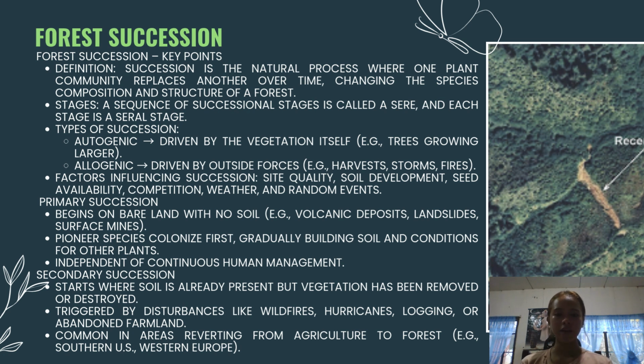Secondary succession, on the other hand, occurs in areas where soil is already present but vegetation has been removed or destroyed. It is triggered by disturbances such as wildfires, hurricanes, logging, or abandoned farmland. This type of succession is common in regions where agricultural lands revert back to forests, such as in parts of the southern United States and western Europe.